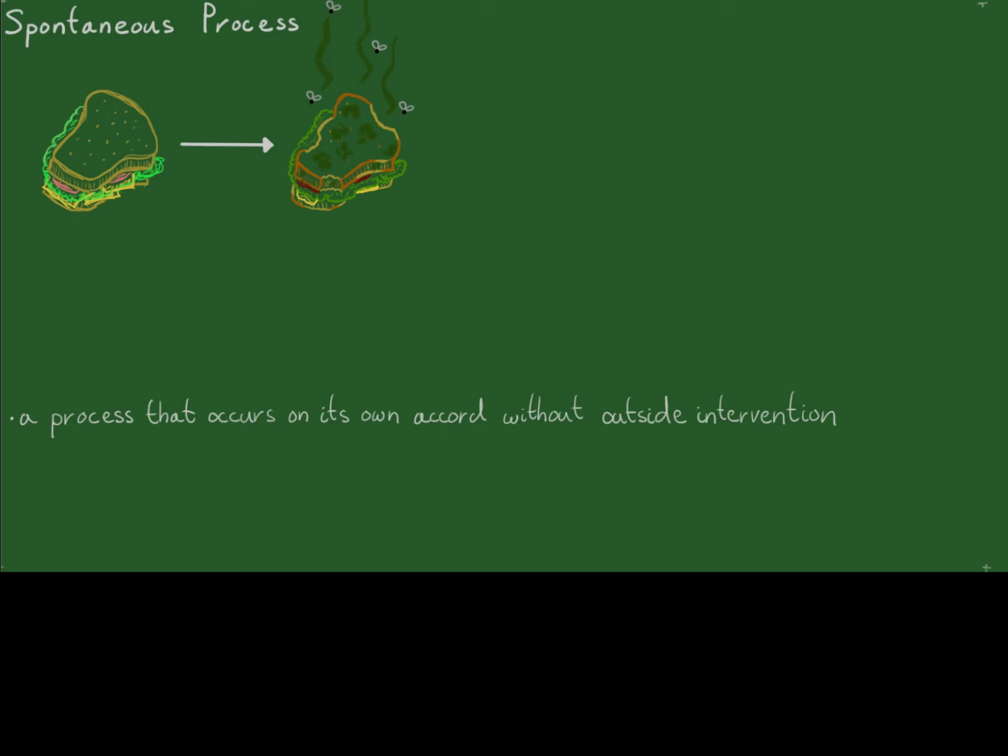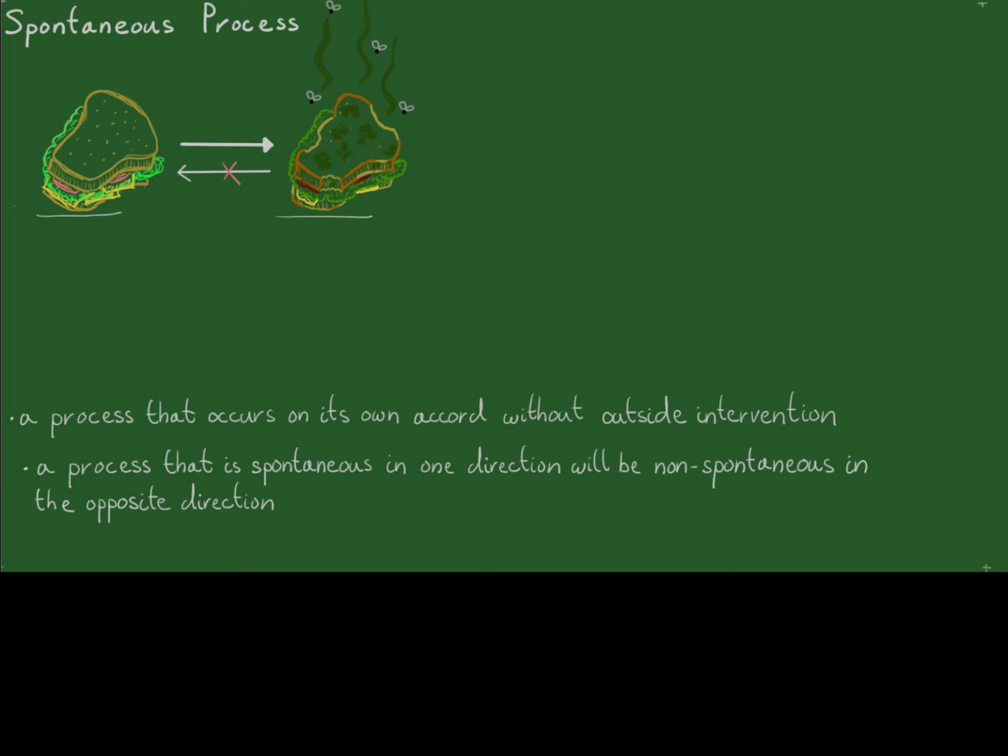So this sandwich will go from a good sandwich that I can eat to a bad sandwich that I cannot eat completely on its own. We also know that the reverse is not true. This sandwich will not spontaneously go from a bad sandwich to a good sandwich, which means we can also say that a process that is spontaneous in one direction will be non-spontaneous in the opposite direction.